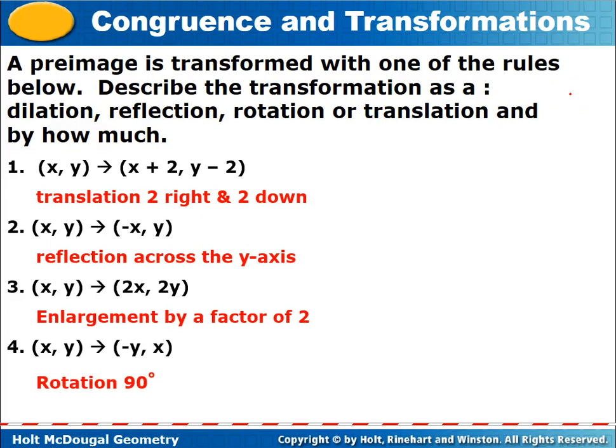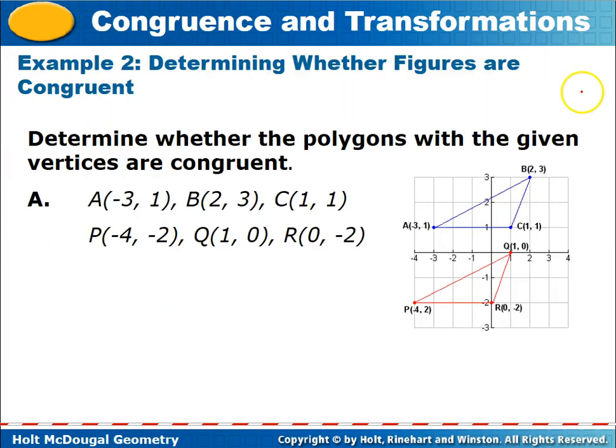Okay, so now we're going to go on to example 2, and we're going to determine whether the figures are congruent. So we have triangle ABC, and we have triangle PQR. Well, they look pretty similar to me, but we're going to go ahead and check this out and see if we can tell. So again, I'm going to draw some lines for my vertices here. Those lines, again, all look parallel to me, and they look like they are congruent. This, again, should tell me that this is a translation.